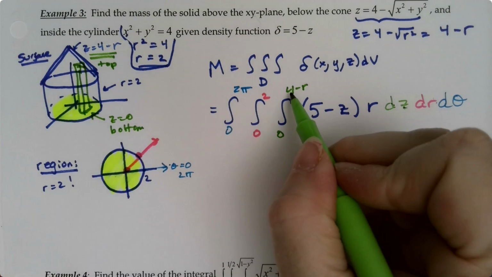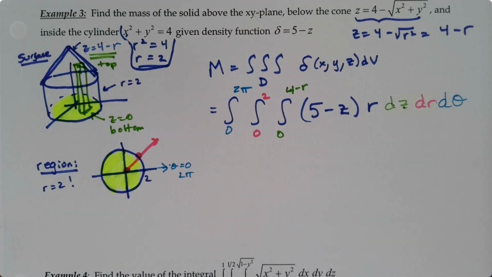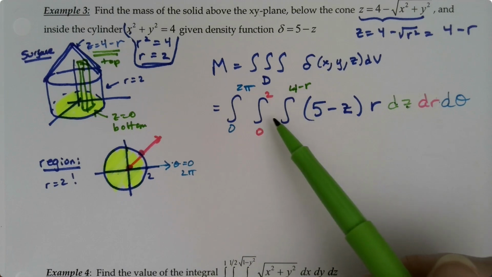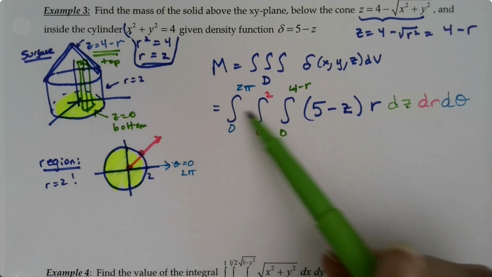So you draw both pictures because they're both useful, right? The three-dimensional one helps you with your z, and then the 2D region helps you with these two, the theta and the r.